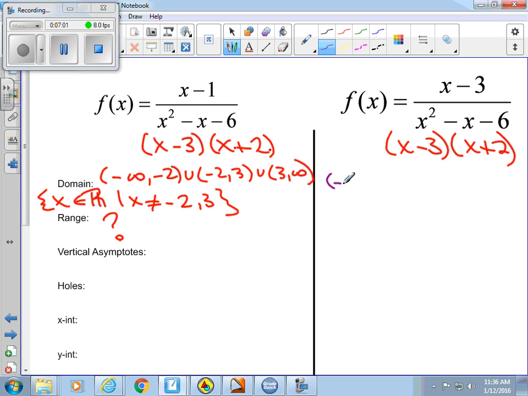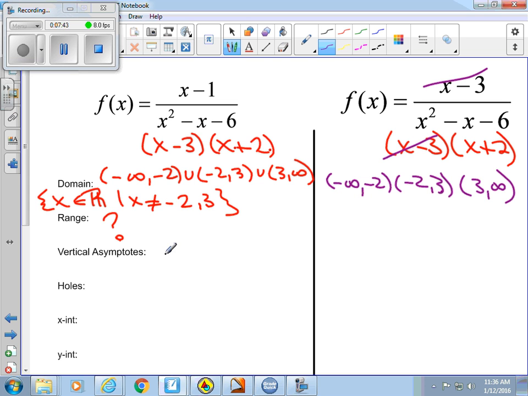Okay. So negative infinity to -2, -2 to 3, 3 to infinity. Okay. So why are these two domains the same? Same denominator, right? The denominator is the only thing that matters for domain. Vertical asymptotes. Where do we find those? On the x-axis. The -2 and the 3 are our candidates for vertical asymptotes, right? What do I have to be careful about? Holes. This one has a hole. Yeah. The other one doesn't.